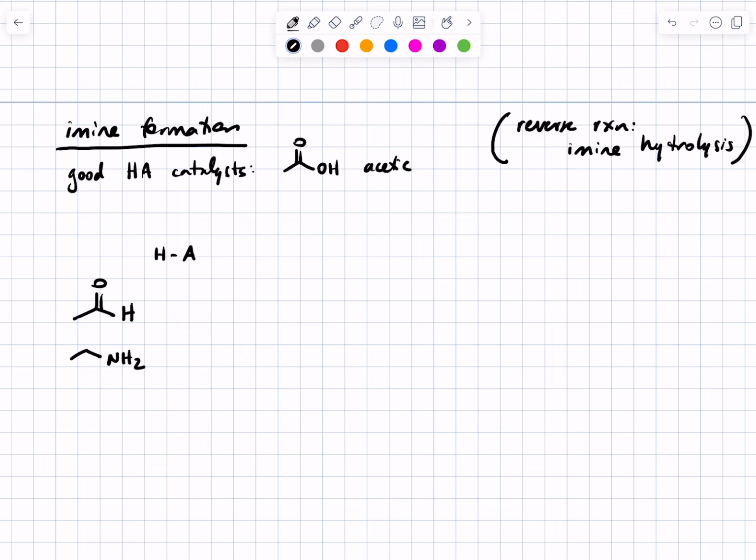It's not terribly acidic, it's a weaker acid. It has a pKa of 4. Another is a much stronger acid that you saw in 351 called paratoluene sulfonic acid, and its structure looks like this. Either of those are fine. There are some other acids.